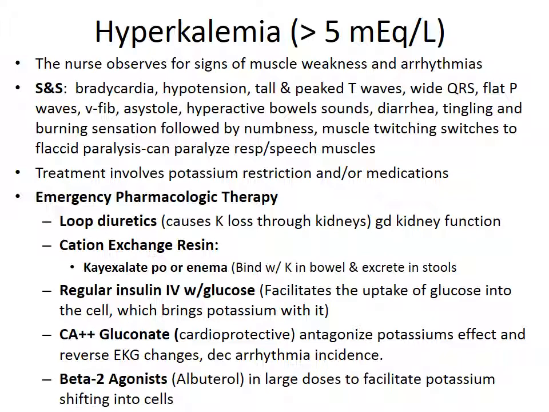Calcium gluconate is cardioprotective, and it antagonizes potassium's effect and reverses EKG changes and decreases arrhythmia incidence. And then your beta-2 agonists like albuterol in large doses to facilitate potassium shifting into the cell. Remember, the emergency pharmacologic therapy treats the symptoms of hyperkalemia but does not treat the underlying cause. Therefore, the underlying cause needs to be identified and treated.